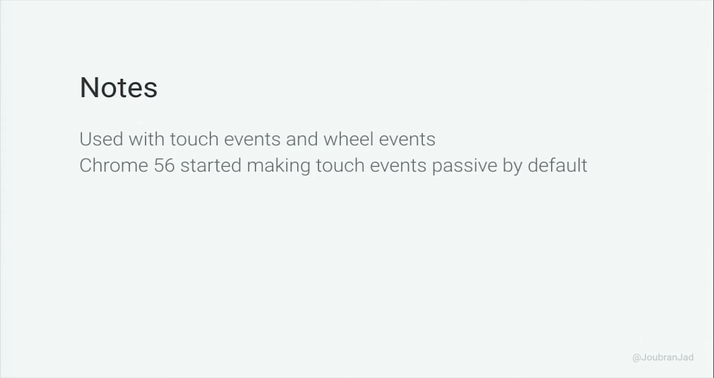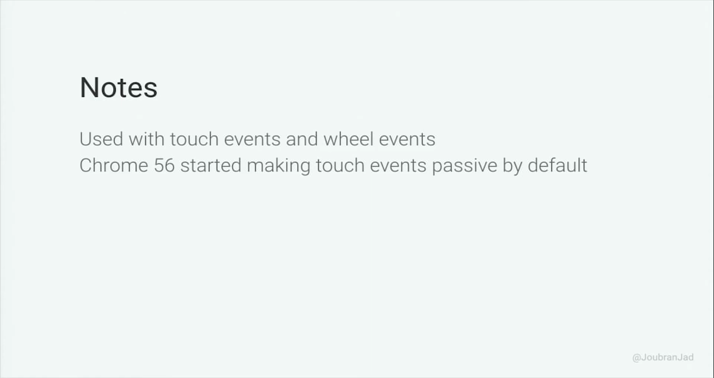However, I want you to know that this is only the case for touch events and wheel events. So if you have a click event or like all the other events, don't worry about it. And as of Chrome 56, Chrome started doing it automatically because 99% maybe of touch events were not supposed to be canceled. So they made them passive by default. But it's good for us to know about it because we want to make good experiences for Safari, Firefox, and other browsers as well.